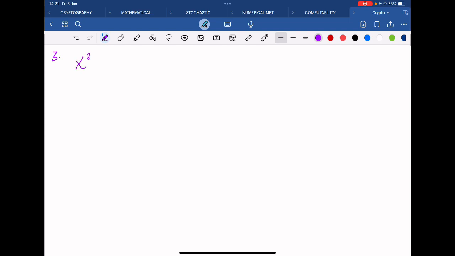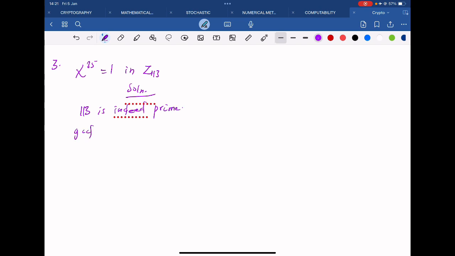So if you have this, first thing I have to check is, is 113 prime? So 113 is indeed prime. Okay, now let's find the GCD of 35 and 113 minus 1, remember, which is 112. You can use the Euclidean algorithm to solve it. You're going to get 7.